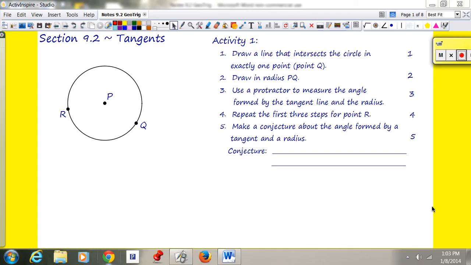Hey guys, here are notes for section 9.2. It's on tangents. And we have an activity, so you'll need a ruler or a protractor.